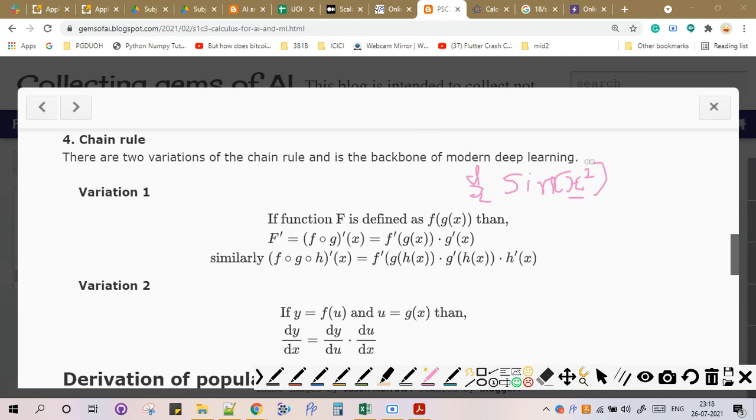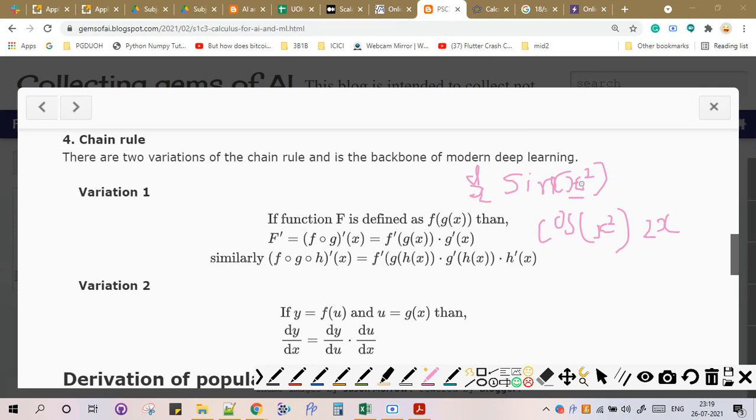So what function do I have? Sine of x square. Just assume this x square is nothing but y. So what is the differentiation of sine y? Cos y, right? So cos, and y is nothing but x square. Then take the differentiation of y, dy. So y is nothing but x square. So what is the differentiation of x square? It is nothing but 2x, right?